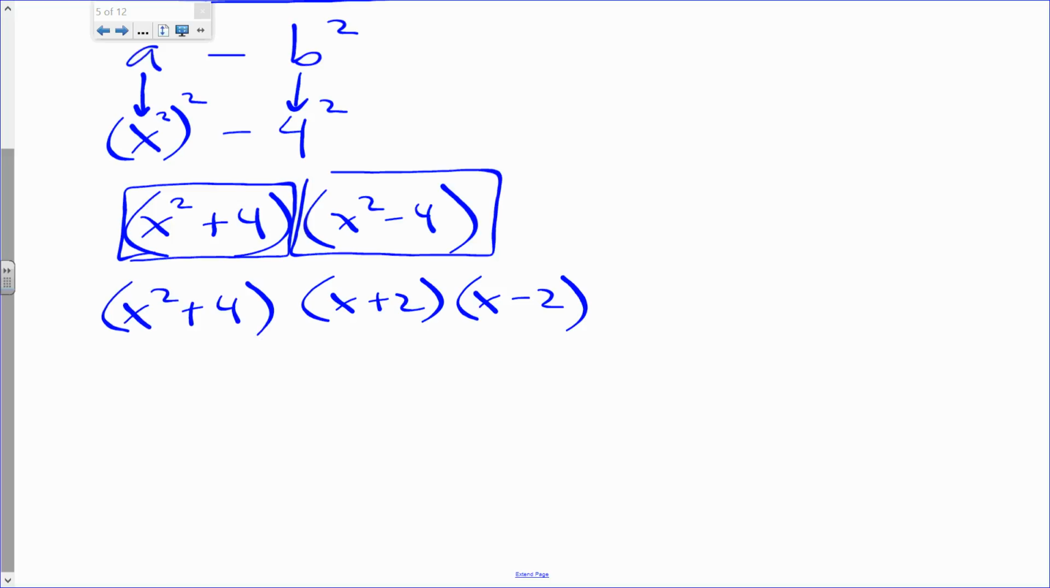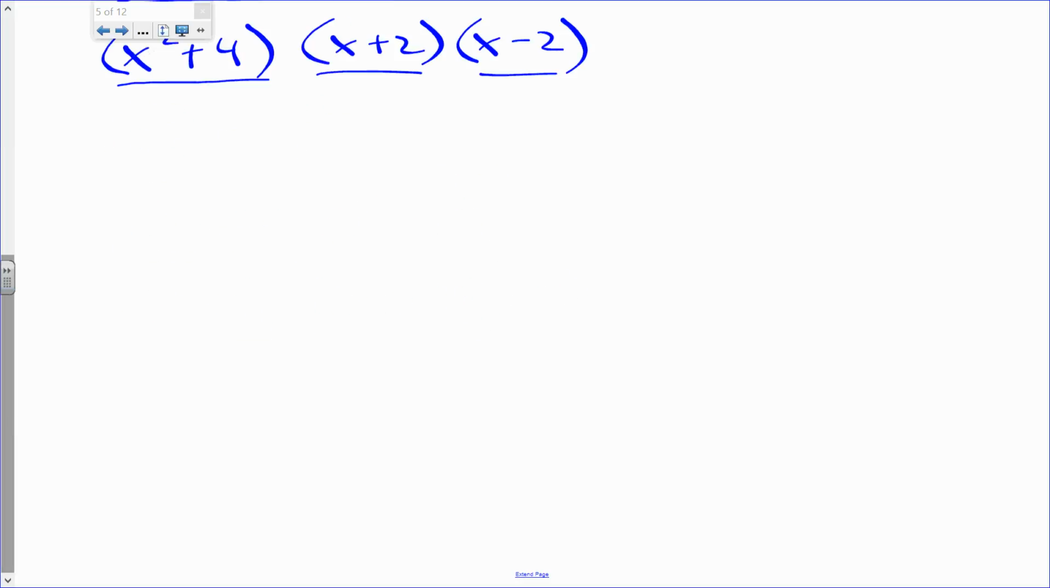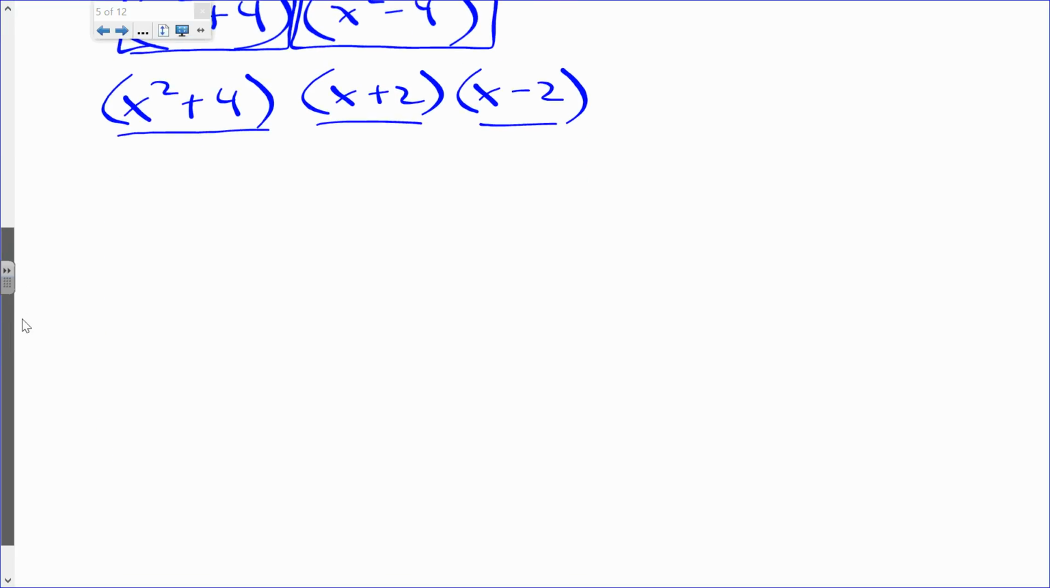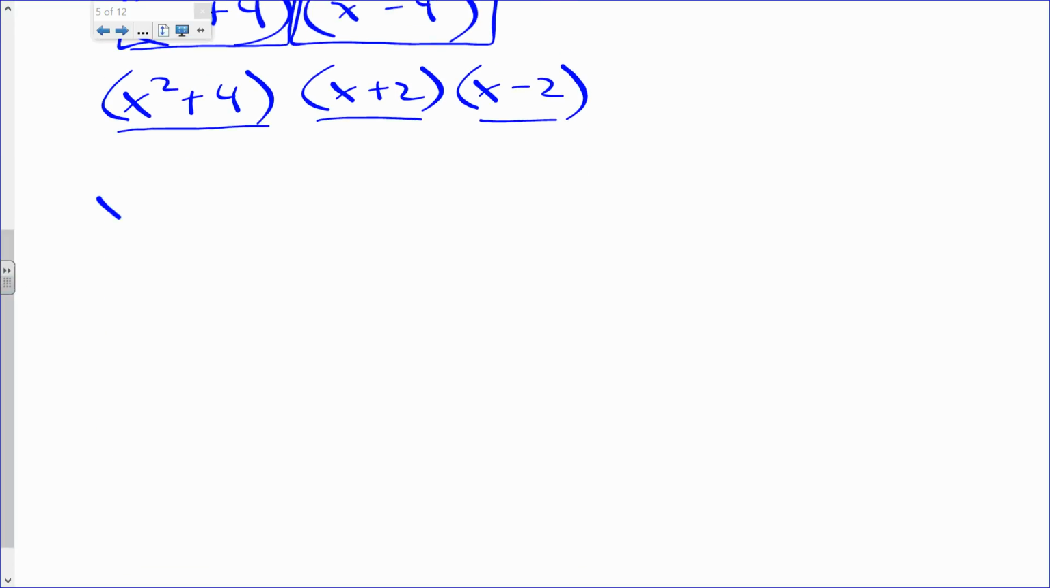Now, I have 3 binomials in the end. I can't factor any further. I have x squared plus 4 is a binomial, x plus 2 is a binomial, x minus 2 is a binomial. 3 binomials, I'll set them all equal to 0 now. So up till now, it's just factoring techniques that you've learned. Now let's set each binomial equal to 0. X squared plus 4 is equal to 0. X plus 2 is equal to 0. And x minus 2 is equal to 0.